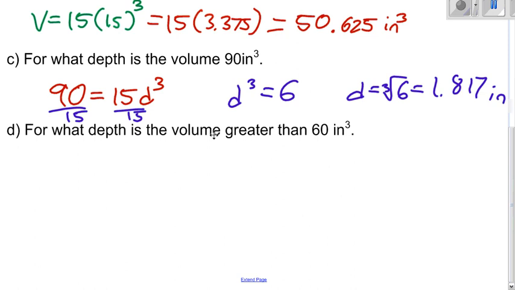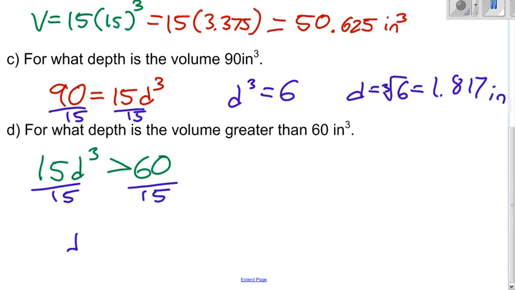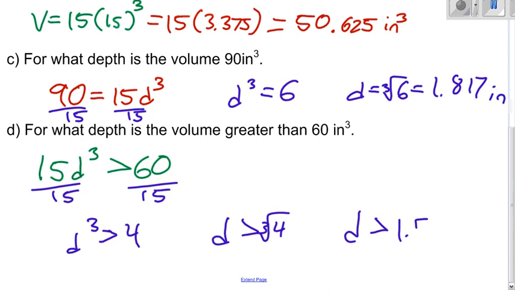And part D, for what depth is the volume greater than 60? So we want to know when the volume, which you can say is 15d to the third, is greater than 60. So now it's just an inequality. We need to solve that. Divide by 15. d to the third is greater than 4. So d is greater than the cube root of 4. So d is greater than 1.587. And that's inches.